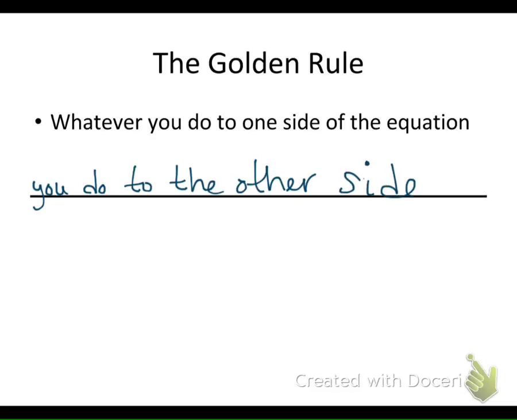So how do you know what the other side of the equation will be? What separates the sides of an equation? What sign separates this side of the equation? Yeah, the equal sign. The equal sign is what separates each side of the equation. So the golden rule: whatever you do to one side of the equation, you must do to the other side. We all have that down?